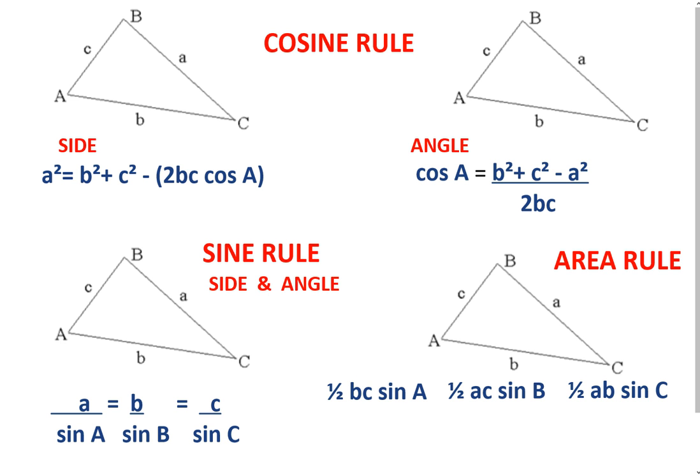Okay, so under the cosine rule, if you have to find a side, remember you need a V. So you need that, and that, in order to find that. To find the angle, you need 3 sides, and then you can find whichever angle you want.